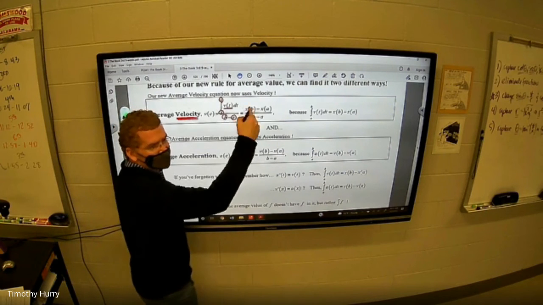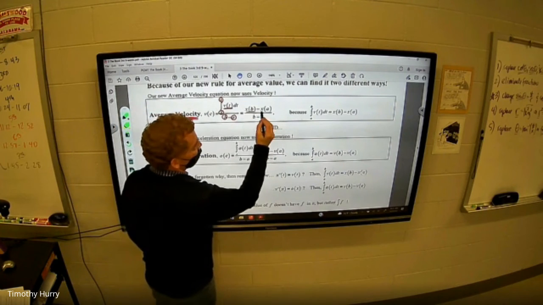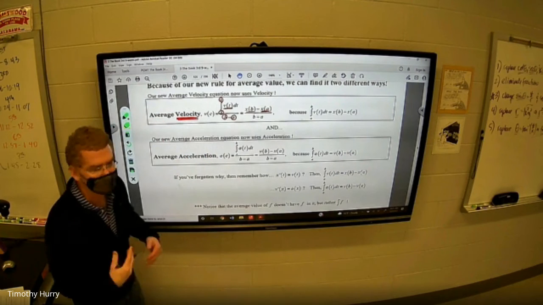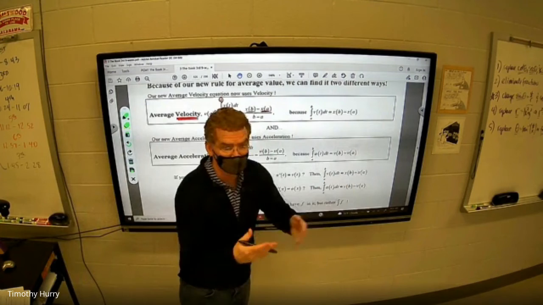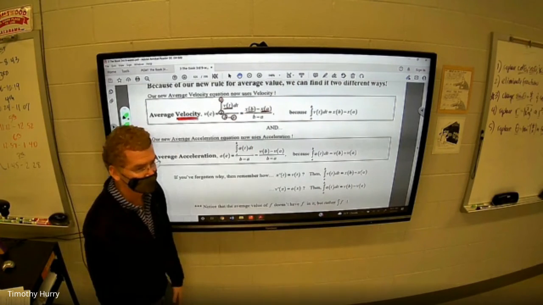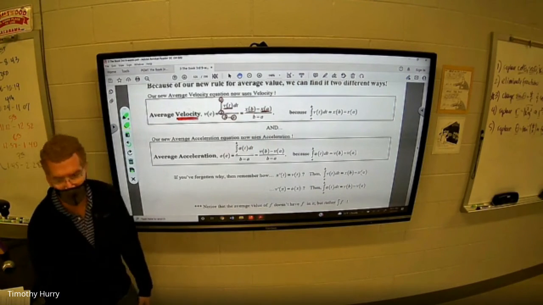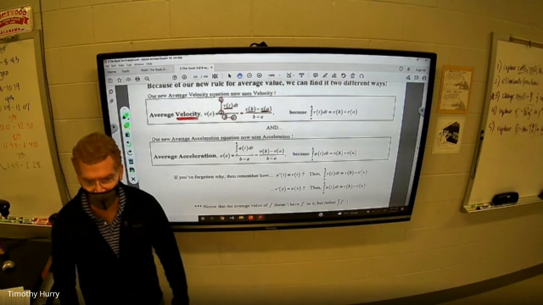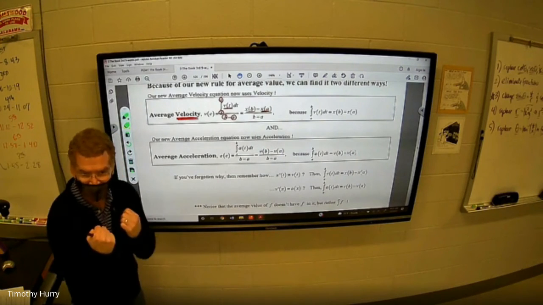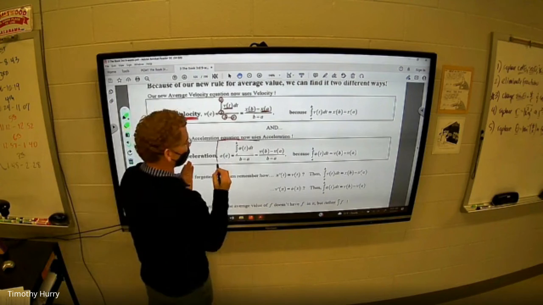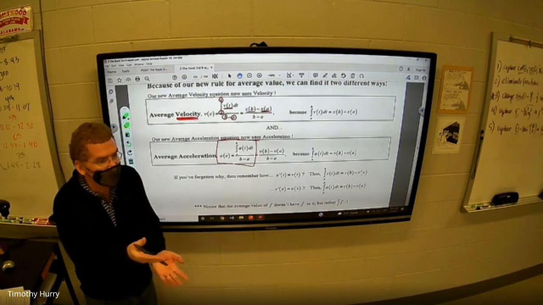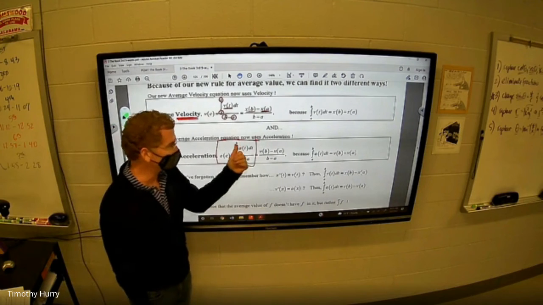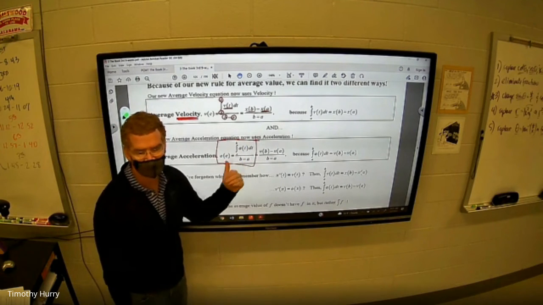If I don't have v, then go ahead and integrate v, and maybe you have x to use. But they mean the same thing based on what you learned about the fundamental theorem and what you know about velocity and position. Same thing with average acceleration. What is my average acceleration? If I have the a function and I say, what's your average a? Integrate a from a to b, divided by b minus a.